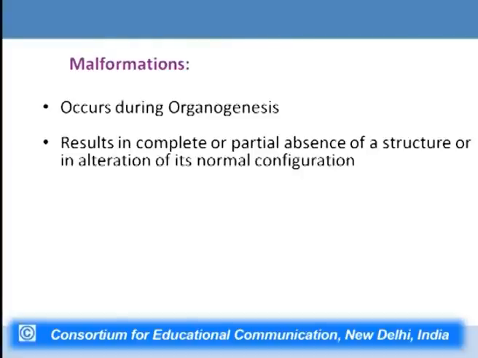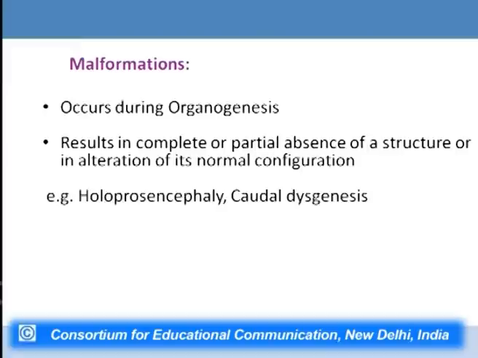So, in a normal individual, an organ will be formed of a definite shape and structure, but whenever malformation occurs, this organ will not have its normal shape. It might be missing a part, or there might be a change in the shape and structure of this particular organ. Some examples are holoprosencephaly and caudal dysgenesis. These are two examples of malformation.